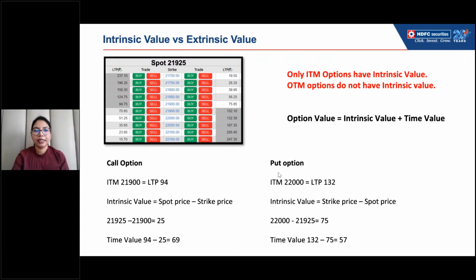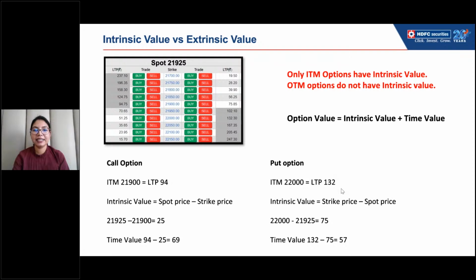सेम वे अगर हम पुट को देखते हैं, पुट में भी सेम चीज है कि आपके आईटीएम ऑप्शंस का ही इंट्रिंसिक वैल्यू रहेगा, ओटीएम्स का कोई इंट्रिंसिक वैल्यू नहीं है. ऑलराइट, सो यहाँ पे हम एग्जांपल ले रहे हैं 22,000 स्ट्राइक का. सो 22,000 का प्राइस क्या चल रहा है अभी? 132. राइट, अभी हाउ डू वी गेट द इंट्रिंसिक वैल्यू ऑफ द पुट? यू हैव टू टेक स्ट्राइक प्राइस एंड माइनस द स्पॉट प्राइस. ठीक है, तो हमने 22,000 में से 21,925 जो कि हमारा स्पॉट है वो हटा दिया, बचा कितना? 75. तो ये 75 हमारा इंट्रिंसिक वैल्यू हो गया.